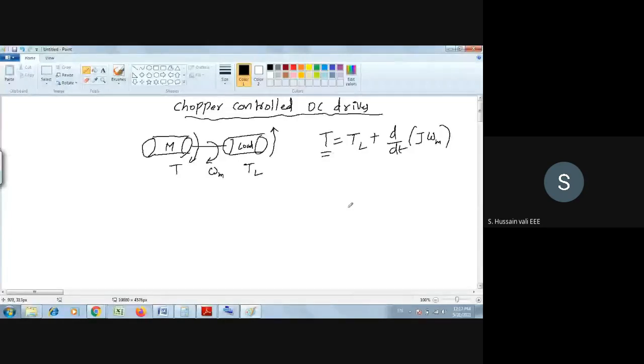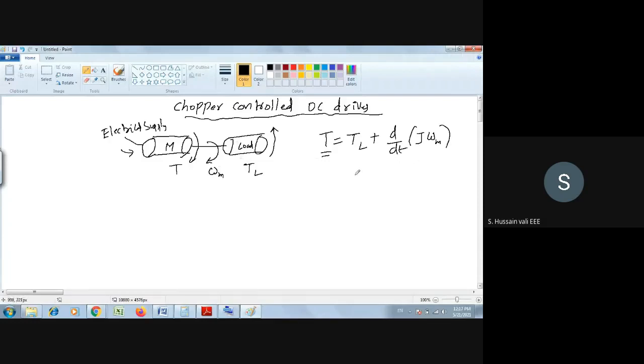Now, what do you do to the motor? You generally give the motor an electrical supply. With an electrical supply, the motor will develop a torque, which you call the electromagnetic torque, or just T. Now this motor is coupled to the load, so it tries to rotate the load, or tries to work on the load.